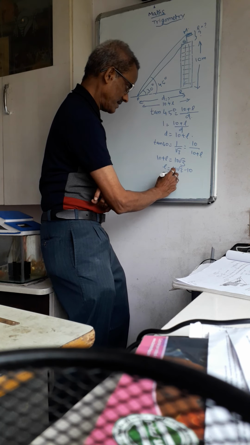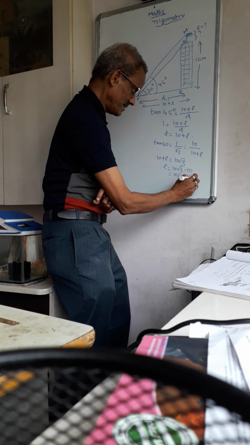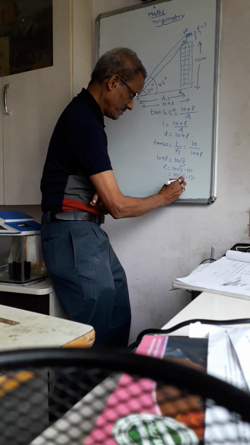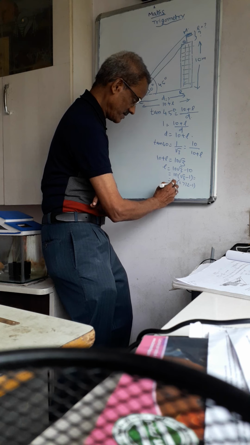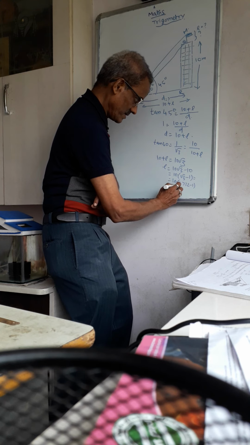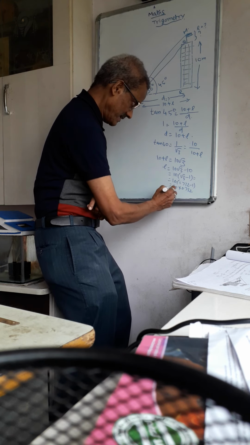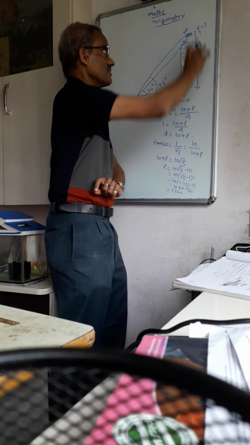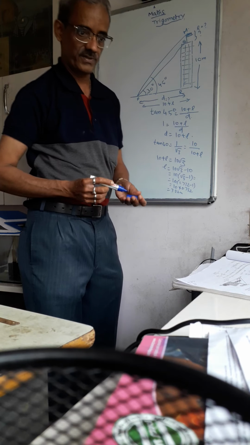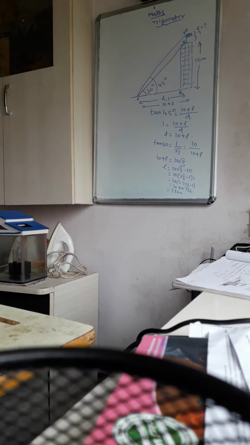If you take 10 as common, it is root 3 minus 1. We already know root 3 value is 1.732, so 1.732 minus 1 gives 0.732. Multiplying by 10, you will get 7.32 meter. So the height of the flagstaff is 7.32 meter. Okay, I'll just close my video.